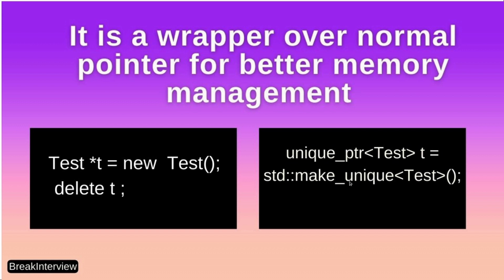You will see the difference here. There is no deletion part in the smart pointer. The smart pointer will automatically get deallocated once its use has stopped, meaning when you go out of scope, it automatically gets deleted. You don't need to worry about the memory deallocation part. So this is one of the major differences between a normal pointer and a smart pointer.